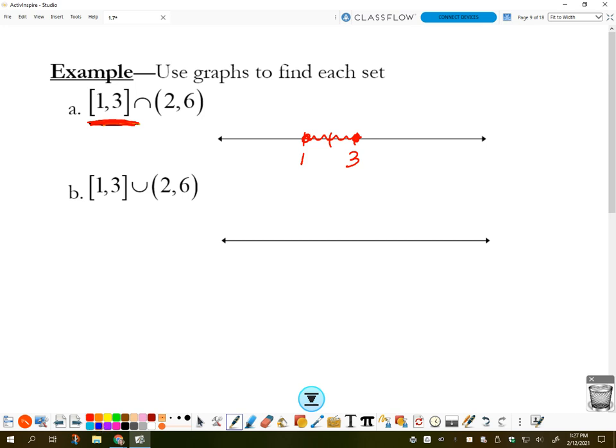Alright, then the other one says to go from 2 to 6, but with open circles. Alright, so this means the intersection, where they are overlapping, where both of them occur at the same time. So that's just this little chunk right here. So it would be open circle, closed circle. So the answer would be from 2 to 3. Alright, if we have the exact same graph, so real fast, let me graph it again.